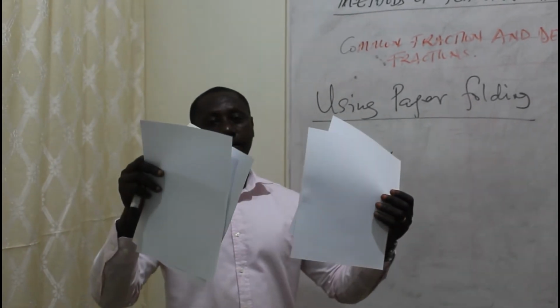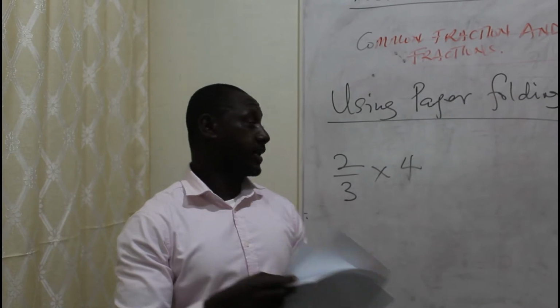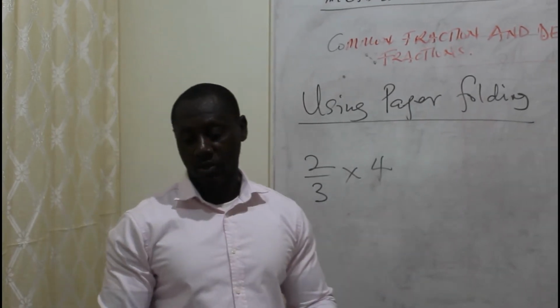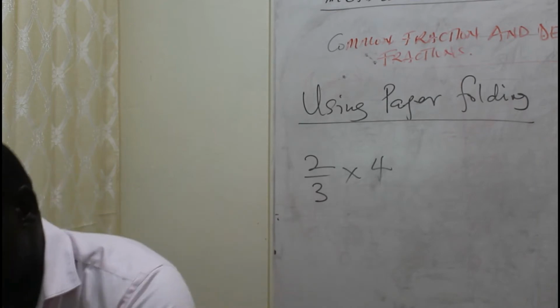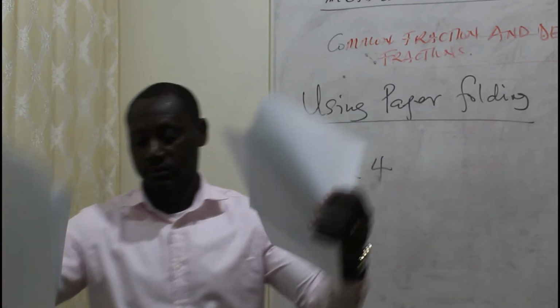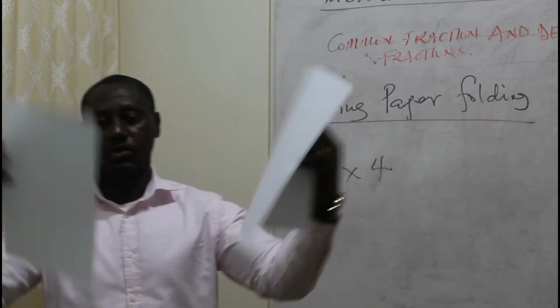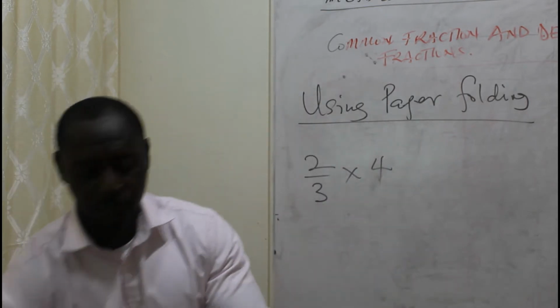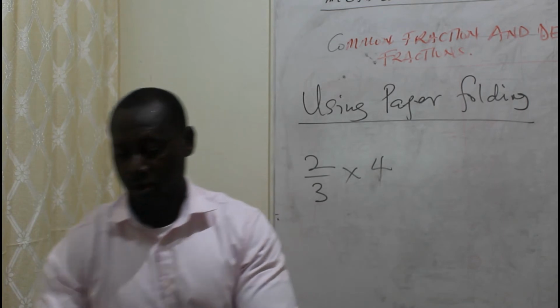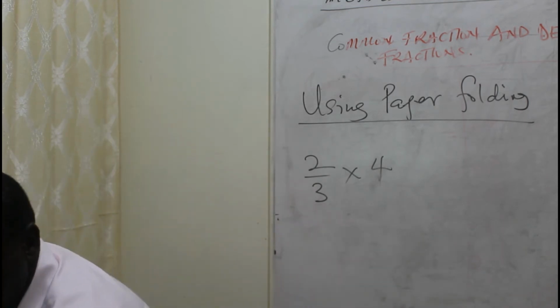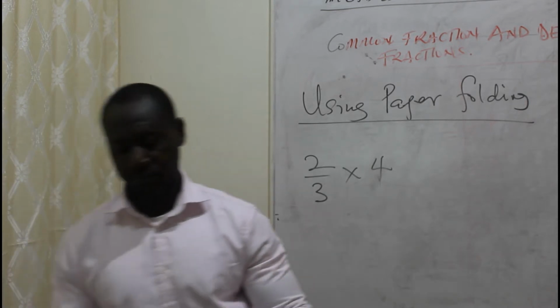holes like this. Remember, this is going to be 4 lots of 2/3. So I'm going to have 4 papers like this. Take 4 identical papers: 1, 2, 3, 4. Then each paper, you fold it into 3 equal parts.